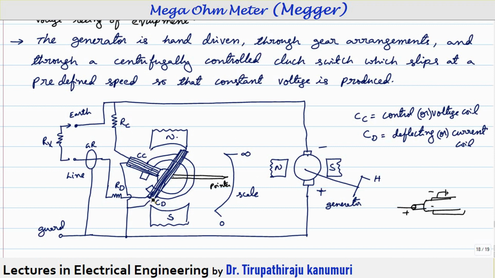Now coming to the second coil, you can see the second coil is connected to the positive terminal, and the second side terminal is connected to RD. Again, this is also used for calibration purposes only, in order to maintain the uniform scale and current limiting. So this RD will be connected through your unknown resistance and will return back.